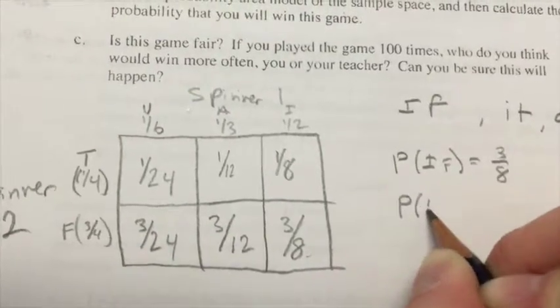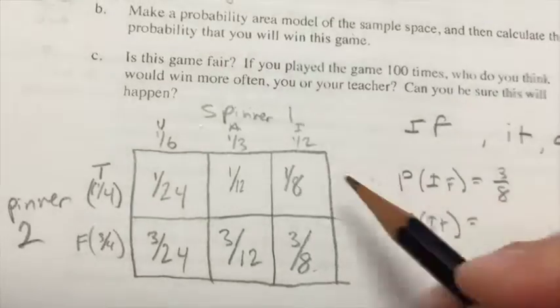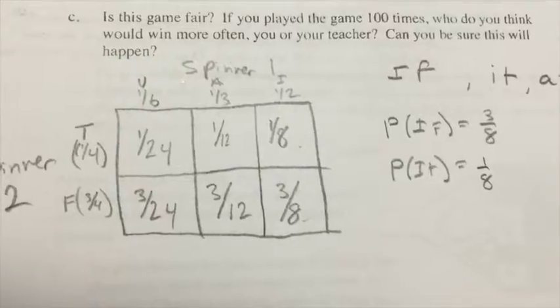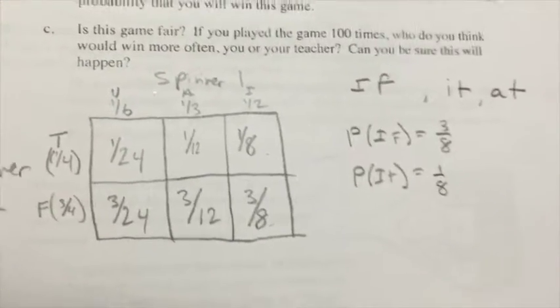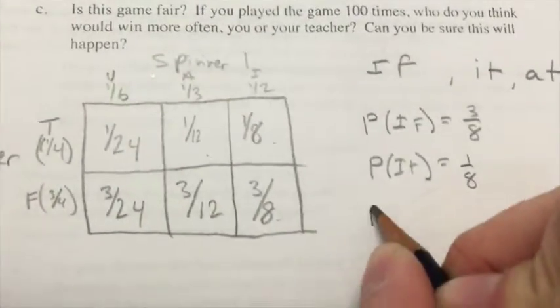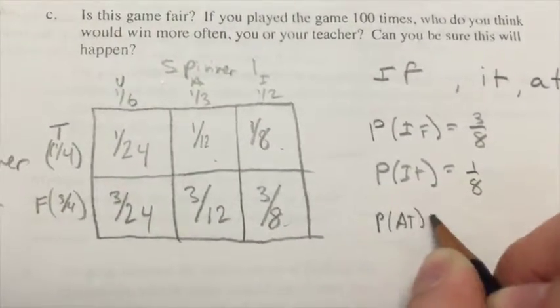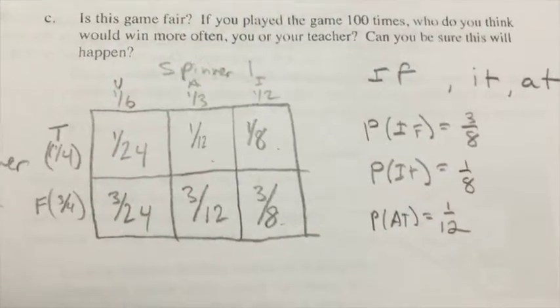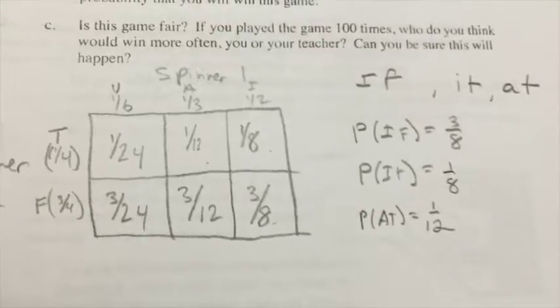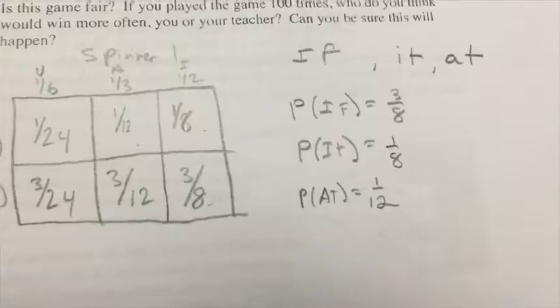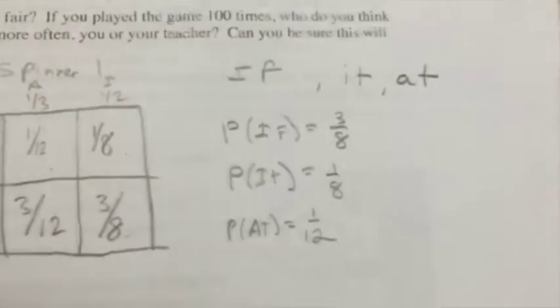My P of IT: here's my I, here's my T. The probability is 1 over 8. And then last but not least, I said at. So here's my A, and here's my T. So the probability of at is 1 over 12. So what we want to do is add these numbers up to figure out what our total probability is. Now notice they don't have the same denominator, so we're going to have to make them all the same denominator.